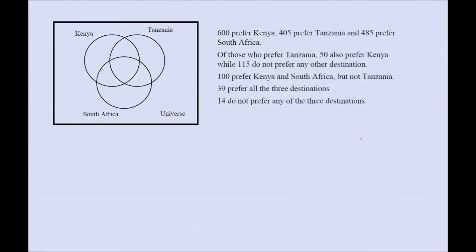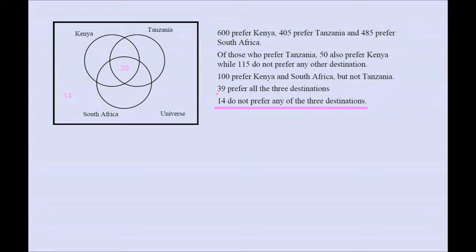So I'm going to carefully fill out the Venn diagram. I'm going to start with this. 14 do not prefer any of the three destinations. So I'm going to put 14 somewhere here. Now, 39 prefer all three of the destinations. So I'm going to put 39 right around here.